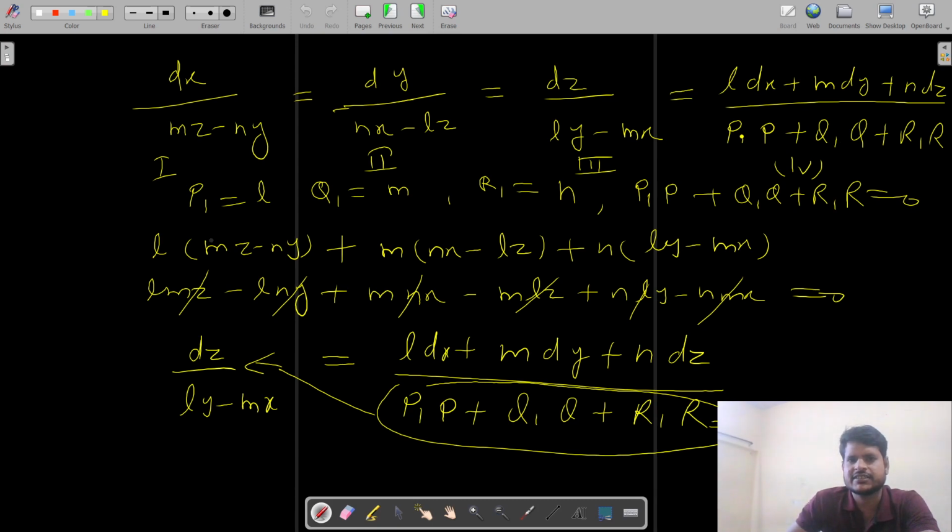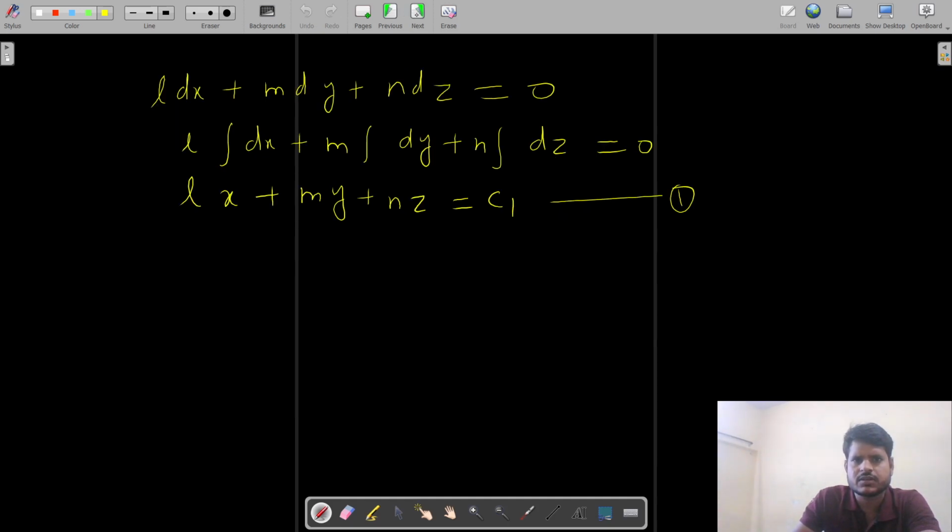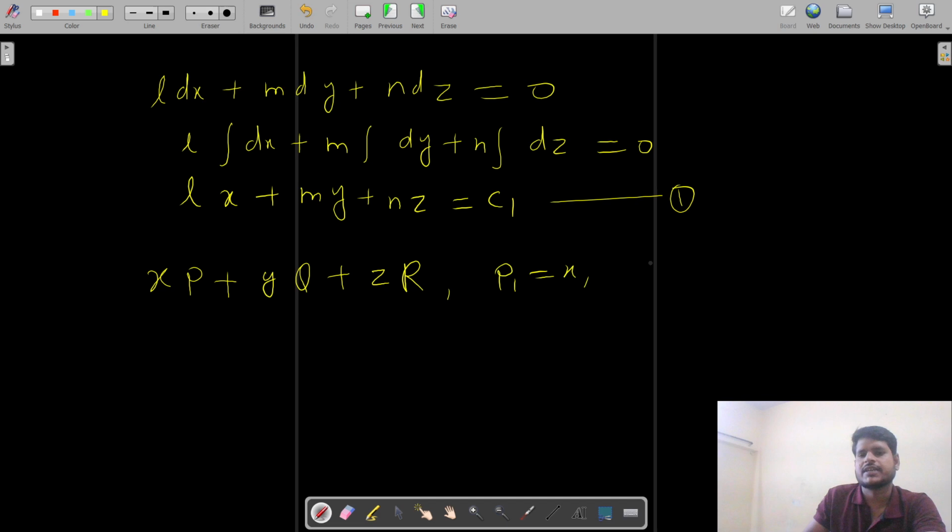Now the case arises here. I am taking here x, y, z. Let me tell you how. So xP plus yQ plus zR. In this case I am taking P1 is equal to x and Q1 is equal to y and R1 is equal to z, right.